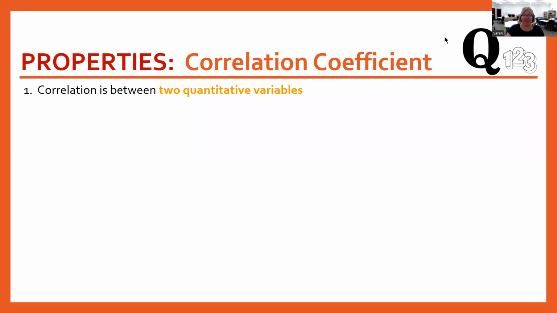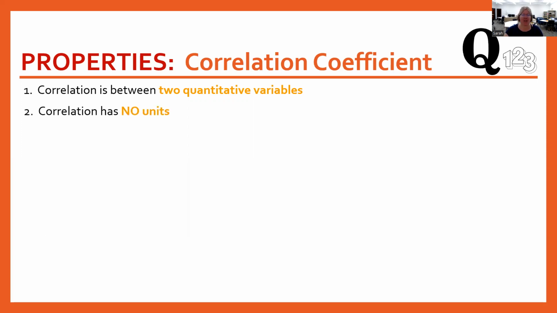Now that we've looked at how to find the correlation coefficient in Excel, we're going to look at some of the properties of the correlation coefficient. So some of these you already know, like this first one. Correlation is between two quantitative variables. So if those variables aren't quantitative, you can't use any of these processes. Okay, you have to do something different.